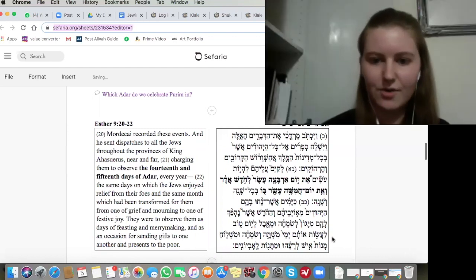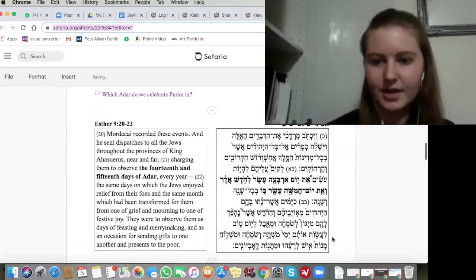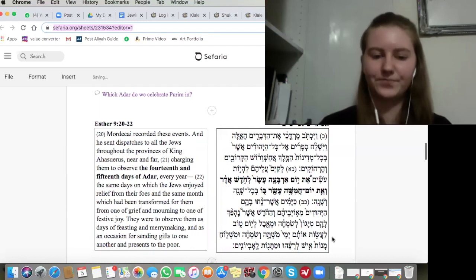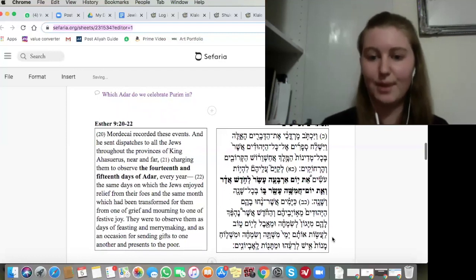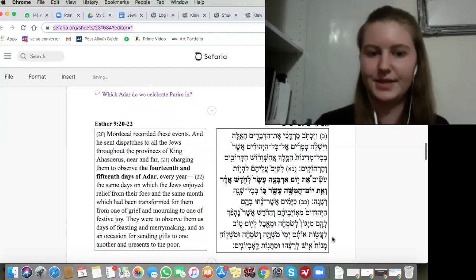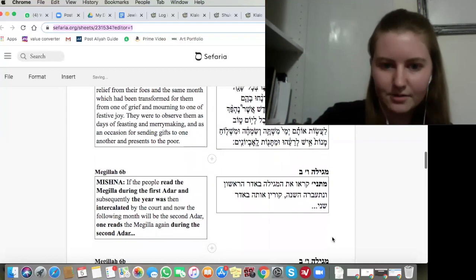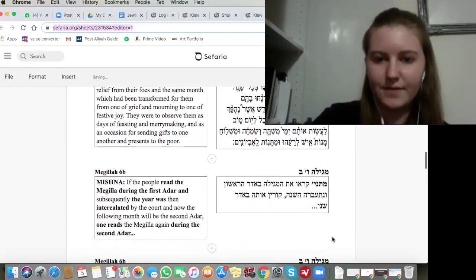I was just going to show the bold part where it says, "L'kayem alehem liyot osim et yom 14 l'chodesh Adar v'et yom 15 bo b'chol shana v'shana." So in Megillat Esther, when they're explaining what we're going to do every year to commemorate Purim, it just says the 14th and 15th days of Adar. It doesn't say Adar Rishon or Adar Sheni. So we have this question. Let's turn to the Mishnah and the Gemara to figure this out.